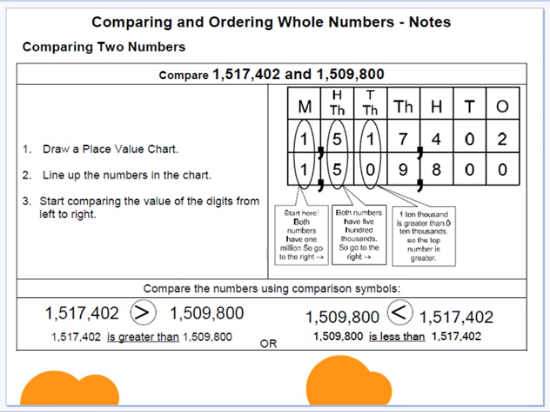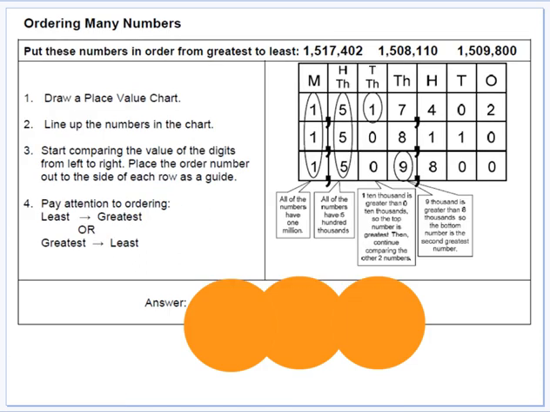To compare more than one number at a time, it's the exact same thing as comparing two numbers at a time. We just have more numbers. So we're going to compare three numbers here. We still have our 1,517,402, our 1,508,110, and then 1,509,800. We're going to see which one's the largest and then compare them and order them either least to greatest or greatest to least, depending on what our problem set situation tells us.